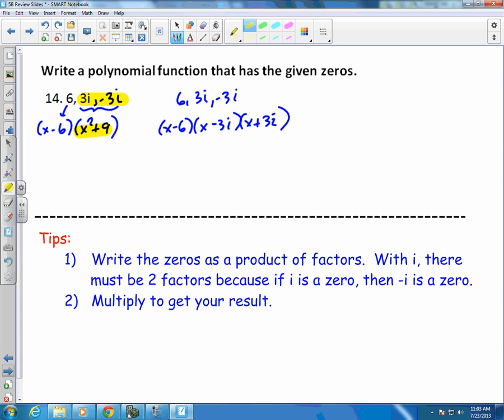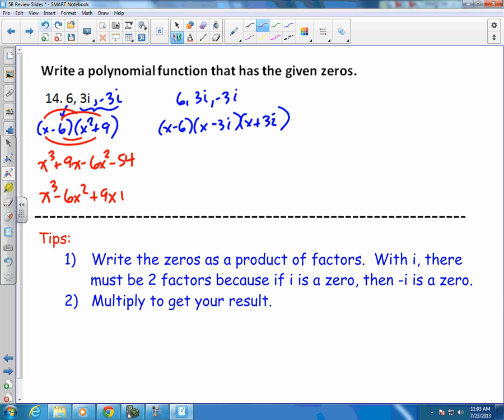So I'm going to multiply now to get my result. For the first one, it's pretty straightforward. It's a pretty easy FOIL question. First, outer, inner, last. I get x to the third plus 9x minus 6x squared minus 54. I'm going to put it in the correct order. And that would be a polynomial function that has the given zeros. If you want to make it y equals, that's fine. But y equals x to the third minus 6x squared plus 9x minus 54. I messed that up. That would be a polynomial function with the given zeros of 6, 3i, and negative 3i.